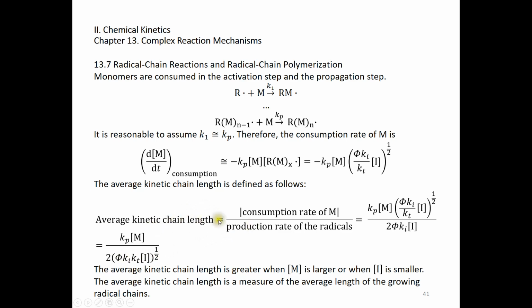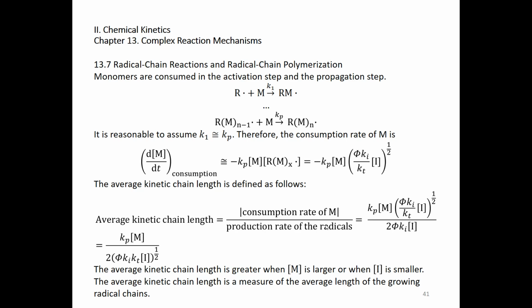So what's the meaning of this? Well, assuming within a second 1,000 monomers are consumed and 10 radicals are produced. We're just assuming these 1,000 monomers are attached to those 10 radicals. And then each radical has a chain length of 1,000 over 10. That's 100. So that's the physical meaning of it.